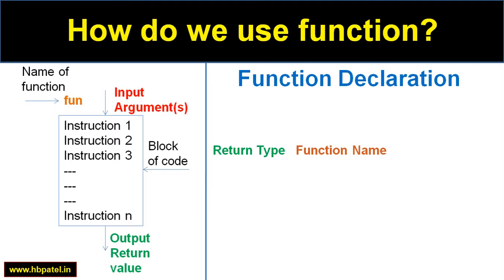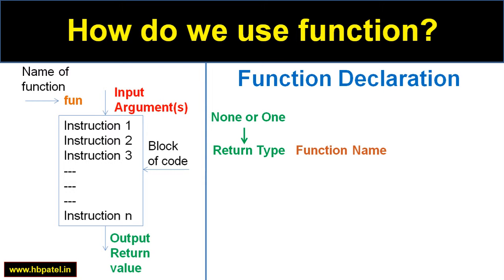This would be a data type. For example, it could be int, integer, it could be float, it could be character. So you will be specifying a data type over here in the place of return type. And as I have said, C function can return either nothing or it can return maximum one value.